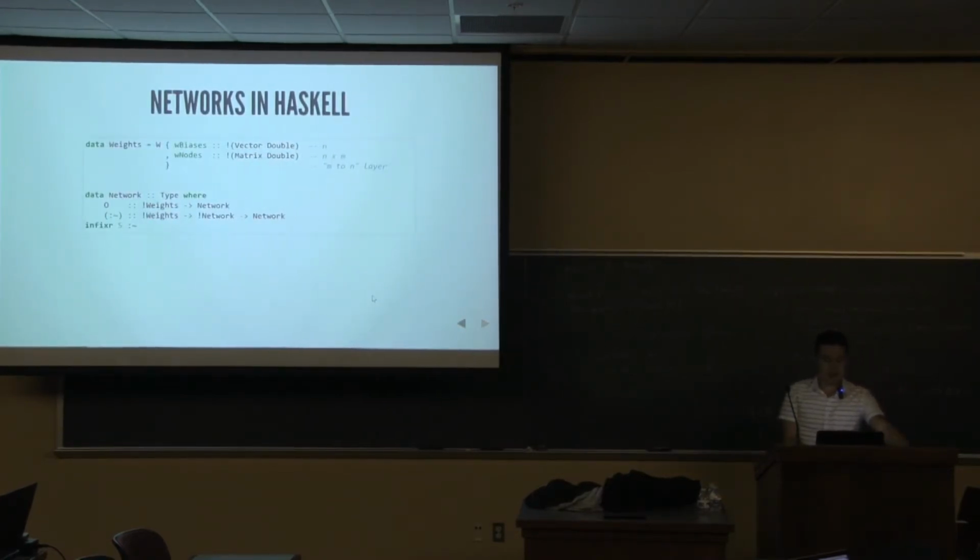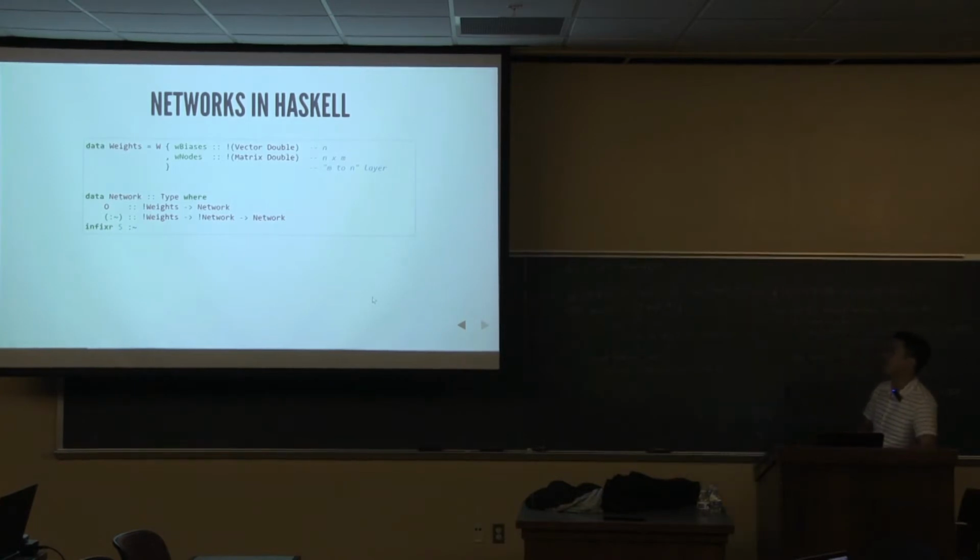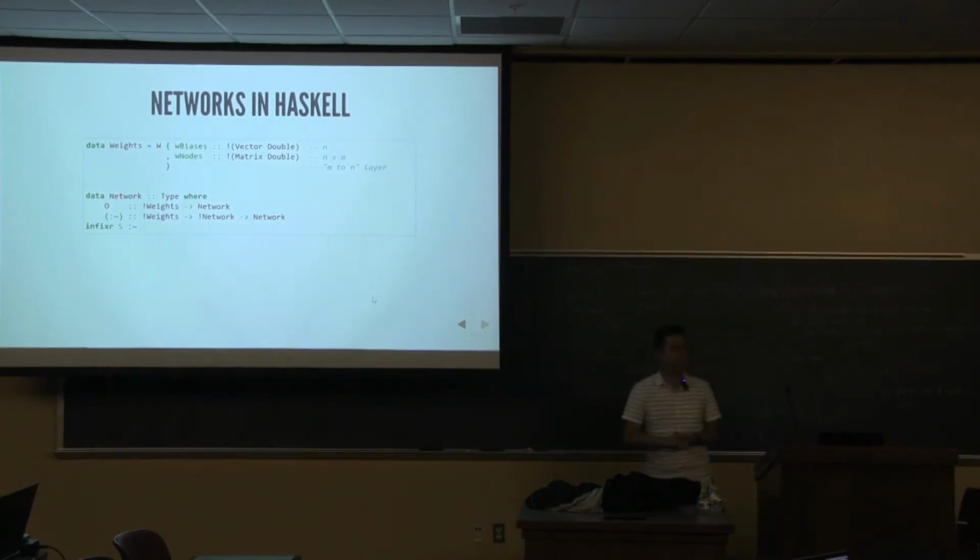So let's try running Haskell. This is a naive attempt at writing neural networks in Haskell. I actually saw this online. People do try this, and it does hurt my heart. But we're going to see why it hurts my heart, and why it's also a nice first step: a naive implementation of neural networks in Haskell.